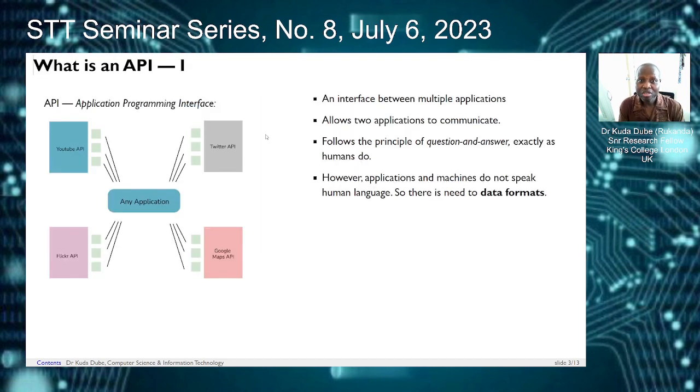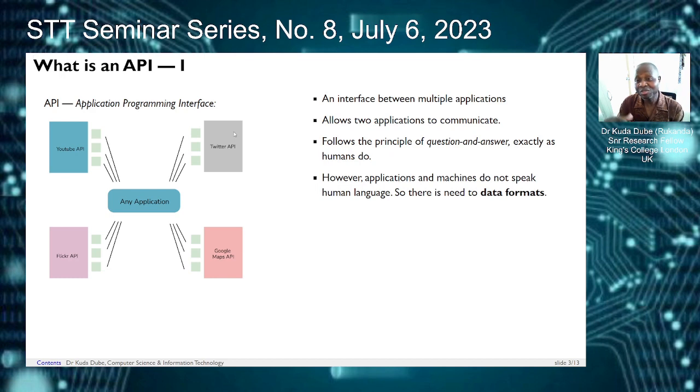Right, let's start by looking at what is an API. An application programming interface is basically an interface between multiple applications, and it allows two applications to communicate by following a question-answer paradigm, which is similar to the way we talk to each other. We make a statement, another one responds, question and answer, sort of. It doesn't even have to be a question, it could be a request and a response.